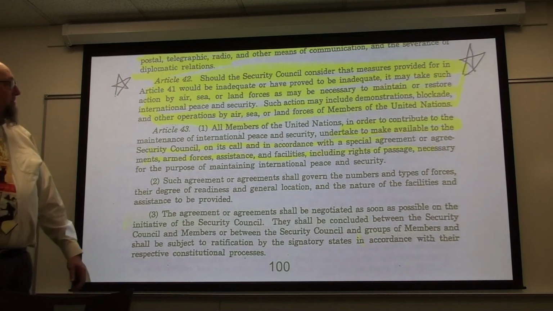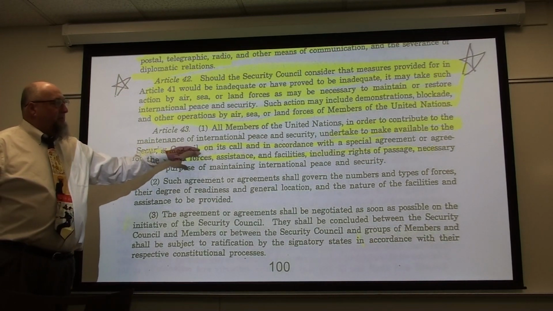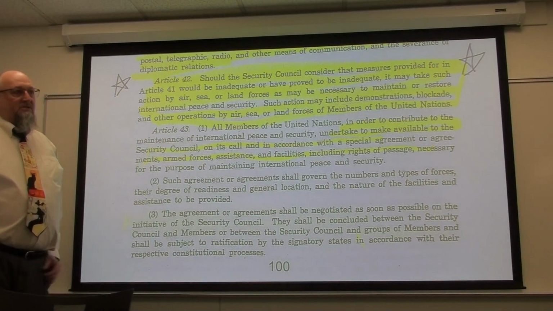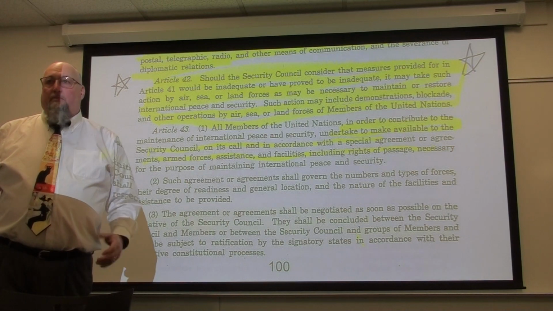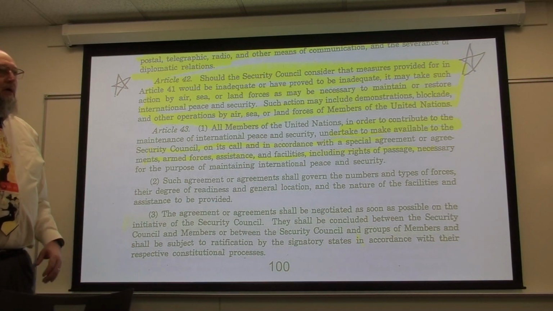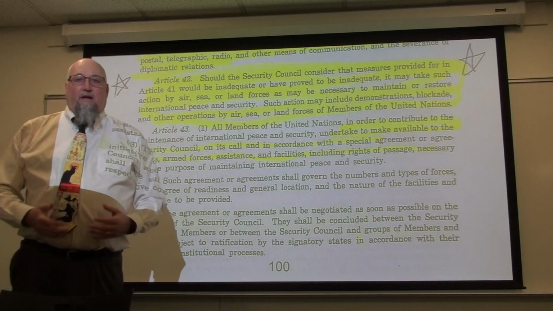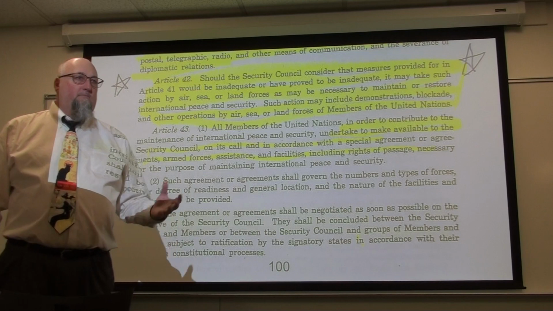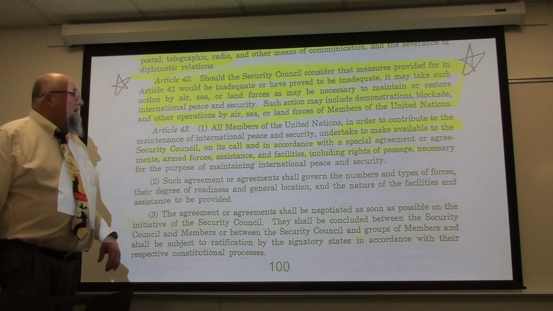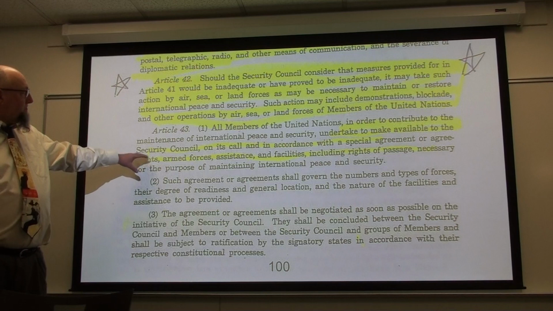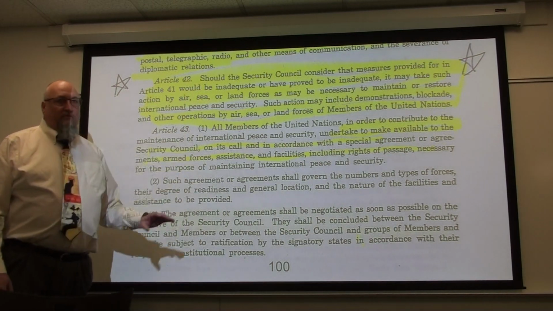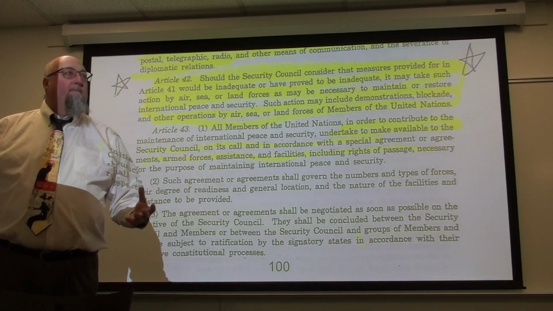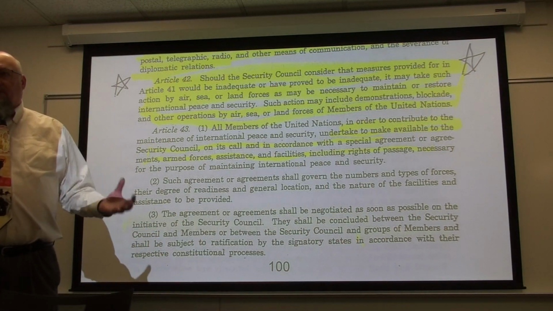And then under Article 43, all members of the United Nations will contribute military support and other support as necessary to carry out the remedial measures under Article 41 or 42, up to and including providing military force, equipment, aircraft, naval ships and whatnot, and other various types of support, including rite of passage. So these three articles, 41, 42, and 43, are really where we find the enforcement capability of the Security Council and the United Nations.